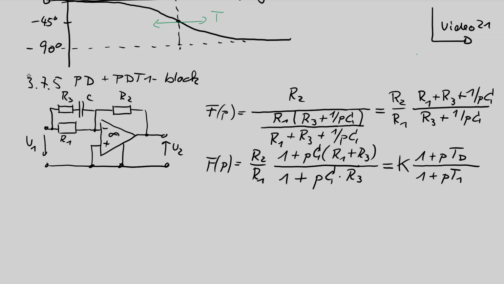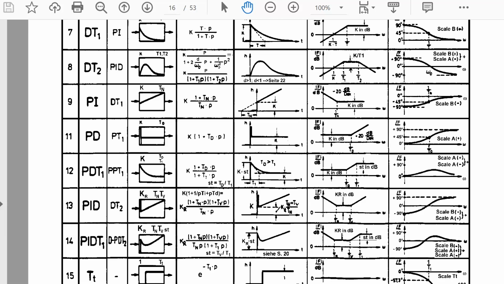We can have a quick look into the workbook. The workbook is on page 16, where we can find the PDT1 case. In the workbook on page 16, in the table, we have to look at rows 11 and 12. Here is the PDT1, here is the PD.